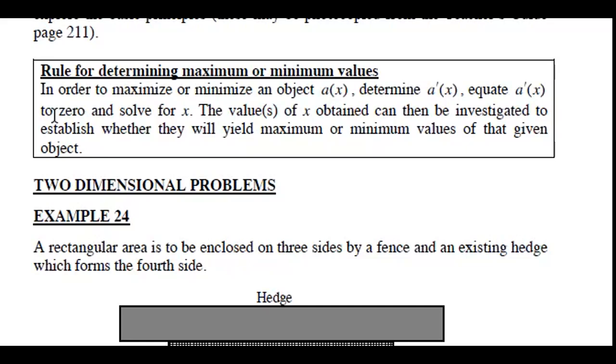So to find the turning points, what we do, they gave us f of x, and then f prime x, and then the very next step to find the turning points, we let that equal to 0. So please note that the method is exactly the same as for a turning point. The values of x obtained must then be investigated to establish whether they will yield a maximum or minimum value of that given object. So what they mean there, when we get our answer, we then substitute it into the original equation, and then we get the two turning points.